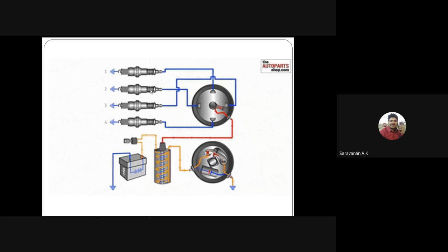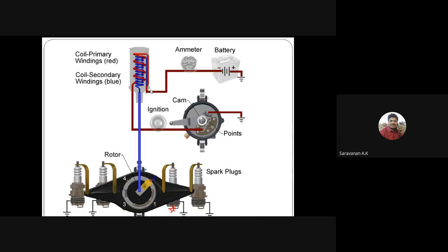Now, did you understand this? Now look at this diagram, it looks very simple, correct? So from the battery, the red color, that is the maroon color, is the primary winding. The primary winding is connected to the circuit breaker.